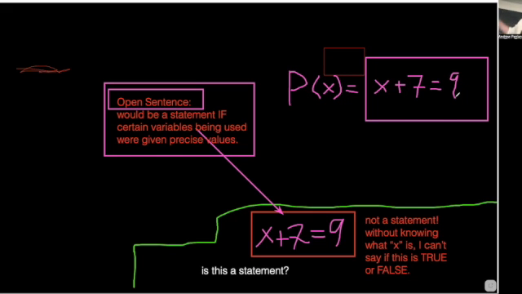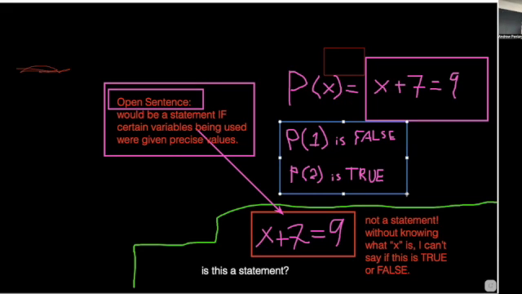What that means is if I pick a value for x, then I can determine if it's true or false. If I plugged in x equals 1, then I would have P of 1 is false because it is not true that 1 plus 7 is equal to 9. But P of 2 is true because it is true that 2 plus 7 is equal to 9. So this notation is something we use for open sentences. And it looks like function notation, and that's by design because you're going to be assigning values, and it might be that some of them are true and some of them are false.